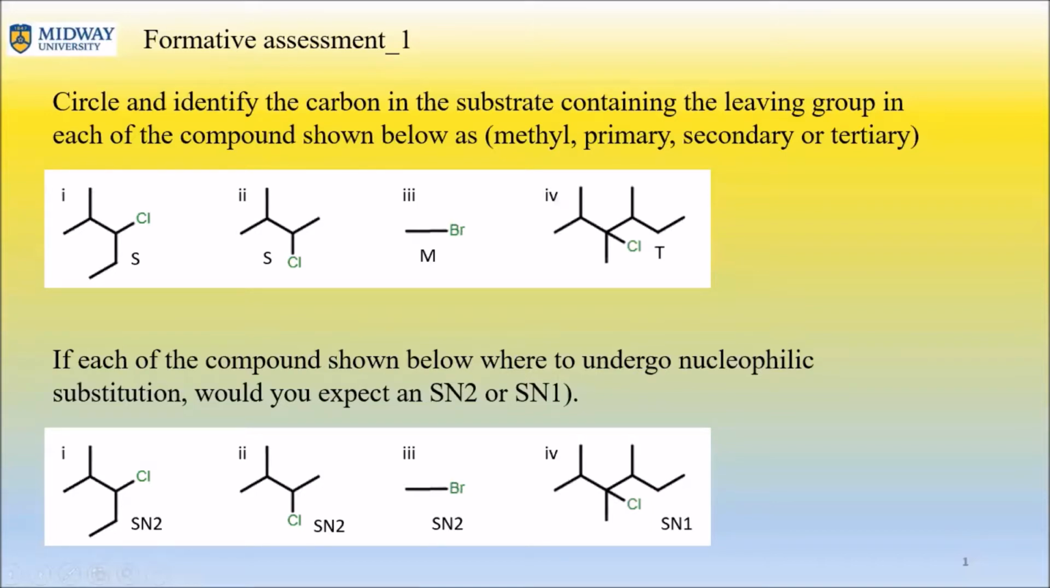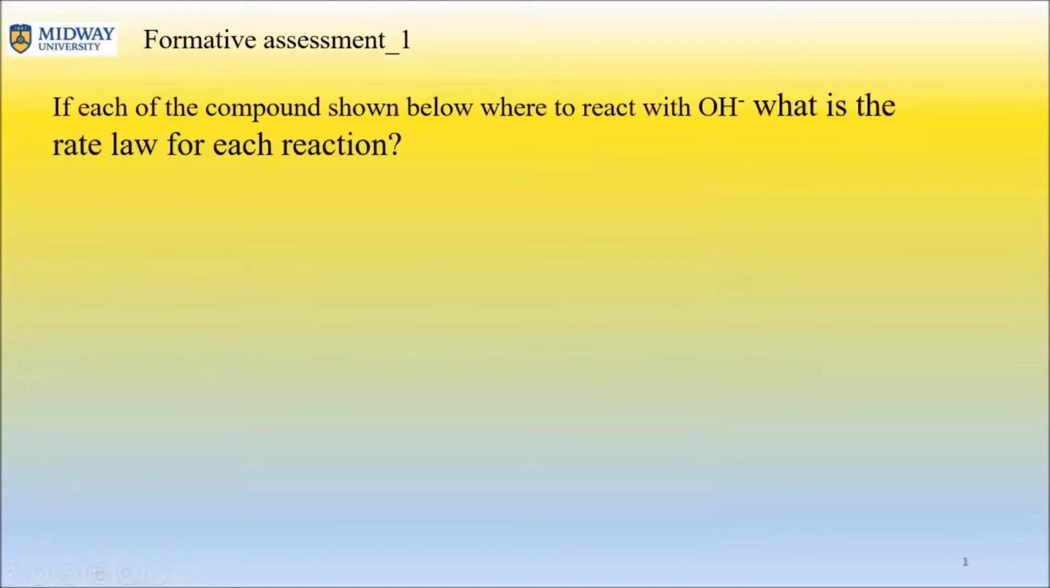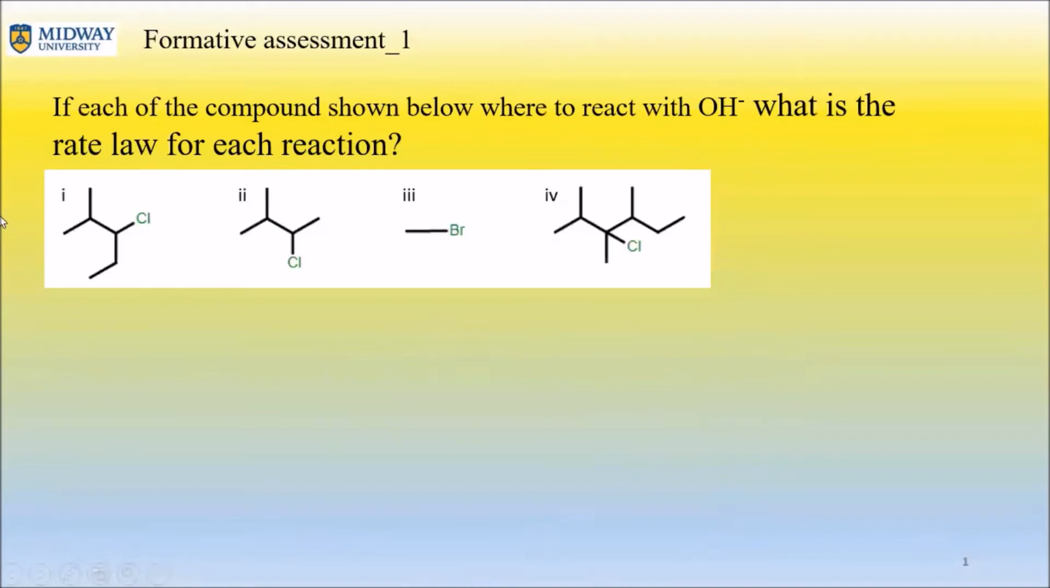So this is how they test you on a lot of the standardized exams outside of my class. Formative assessment 1. So I've got another question for you. If each of the compounds shown below were to react with OH minus, which is the nucleophile, what is the rate law of each reaction? Basically, what I want you to do is take each compound, which is your substrate or your reactant, which contains a substrate and the leaving group. You add plus OH minus, which is your nucleophile, and then based on your knowledge of whether it's an SN2 or SN1 from the previous question, you would be able to write the rate law.